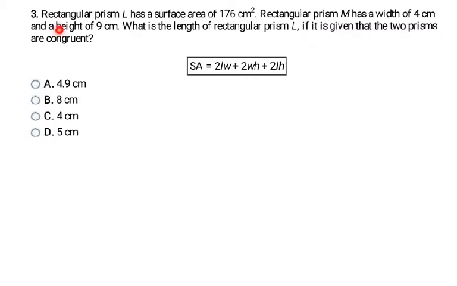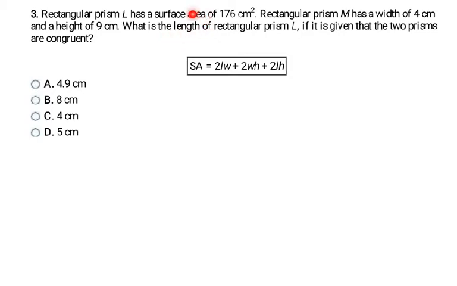This problem reads, rectangular prism L has a surface area of 176 centimeters squared. Rectangular prism M has a width of 4 centimeters and a height of 9 centimeters. What is the length of rectangular prism L, given that the two prisms are congruent? The moment that I know they're congruent, I don't have to keep track of which measurements go with which ones, because they're going to be the same. They're congruent, so everything is equal.